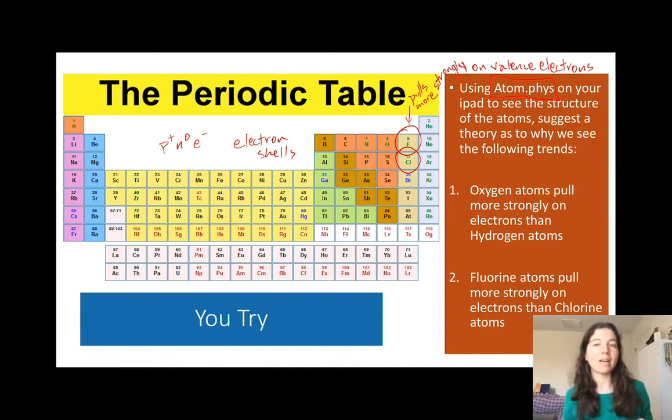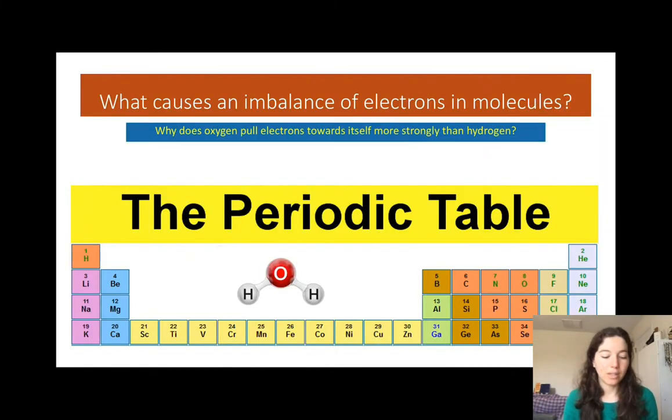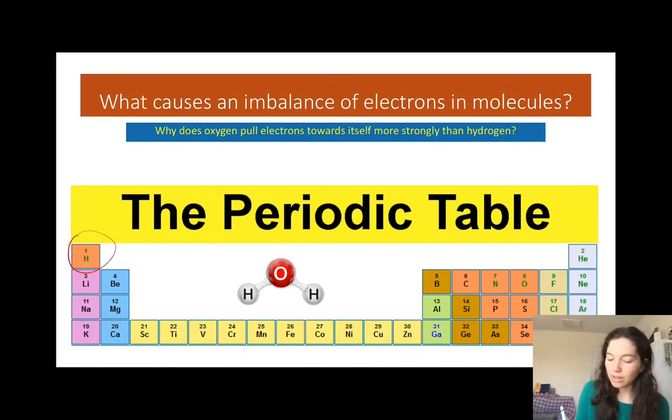Okay, so see if you can do your best. It's okay if it's wrong, but think about this concept and think about why fluorine might pull more strongly on its valence electrons. So let's discuss the answers to these. In the first one, you were looking at hydrogen and oxygen.